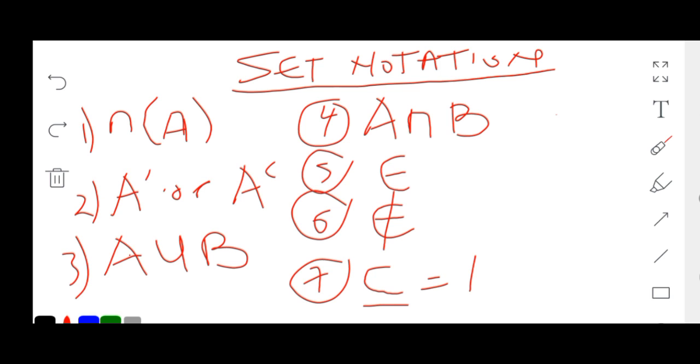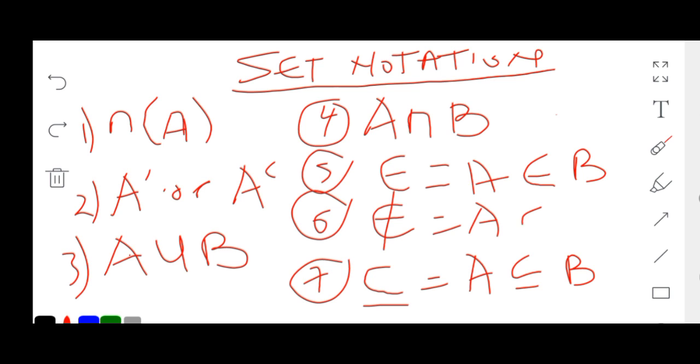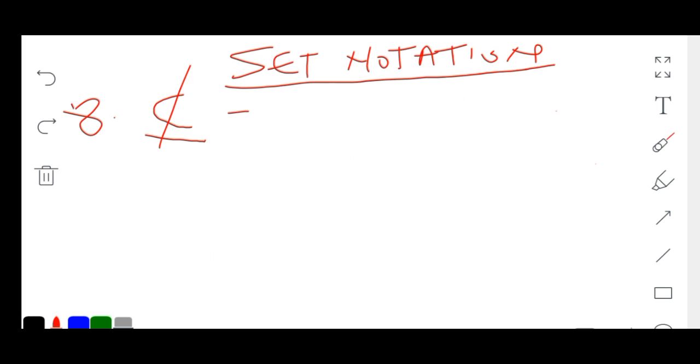So C, that's subset. You can say A is a subset of B. That's how you're going to write it. Then let's do number 5 and 6. A is a member of B. That is, A belongs to B. Same thing. Then number 6, A is not a member of B. That is, A does not belong to B.